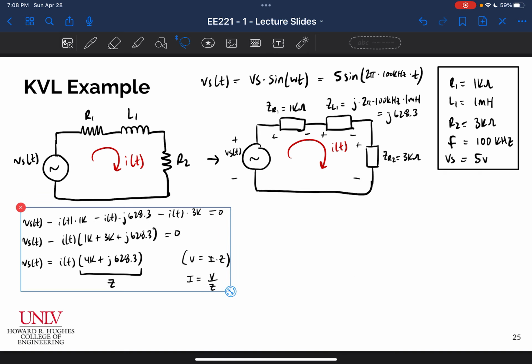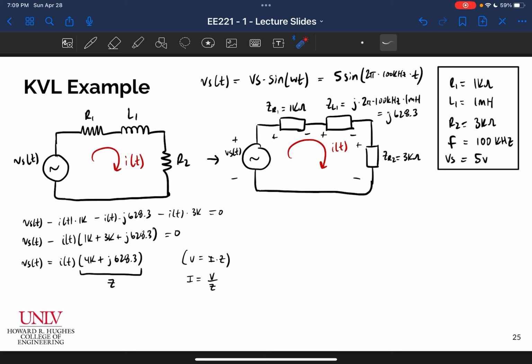Recall that we figured out that we need to just use Ohm's law, but the problem here is we need to divide this Vs of t by this impedance, and our Vs is a function of time and our impedance is a complex value. How in the world are we going to take the quotient of those two things? Well, we need to get them in the same form.